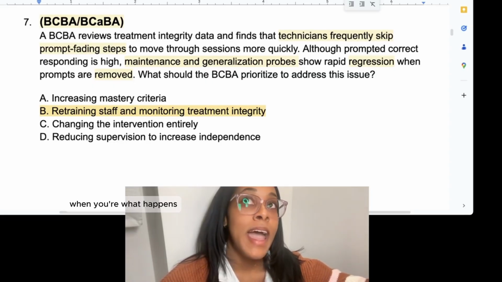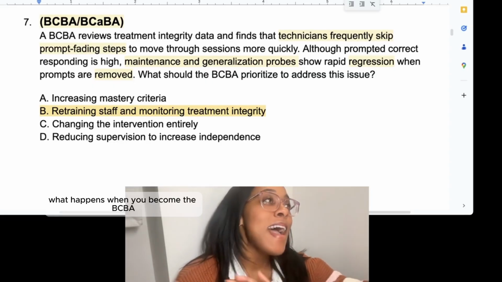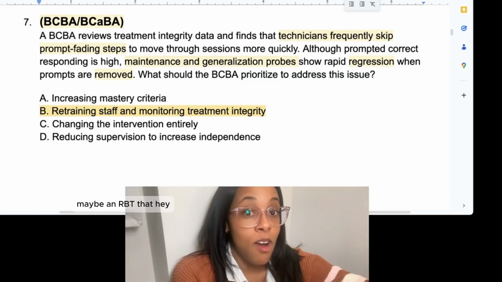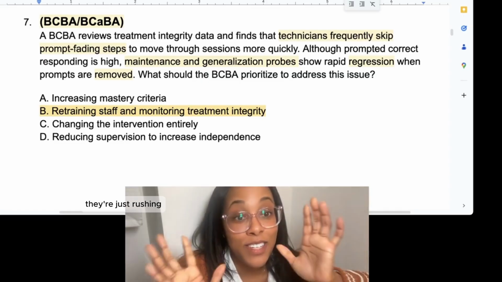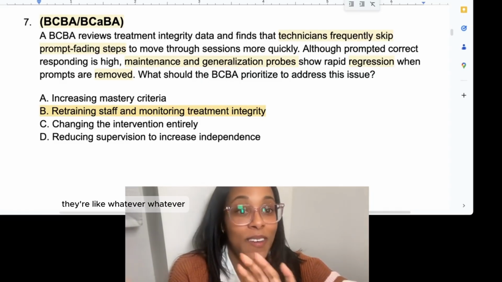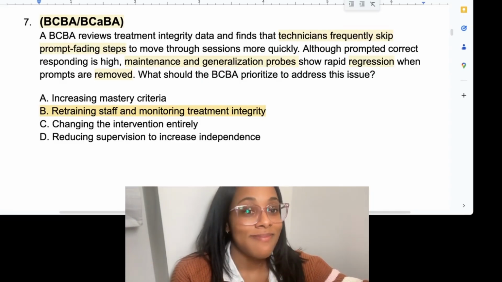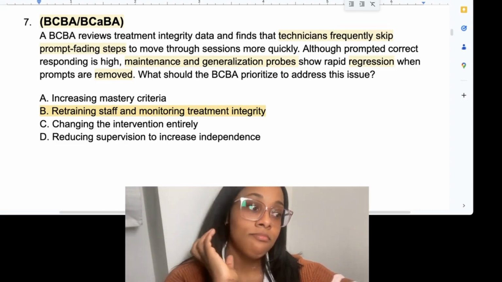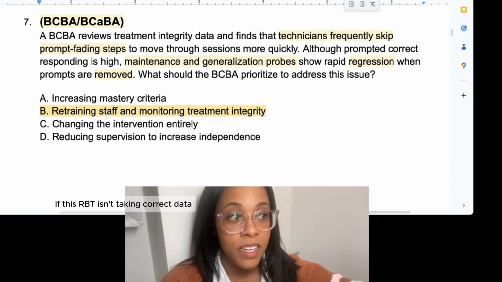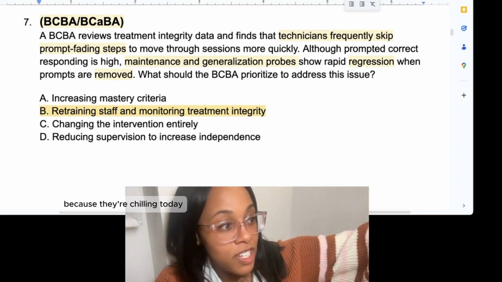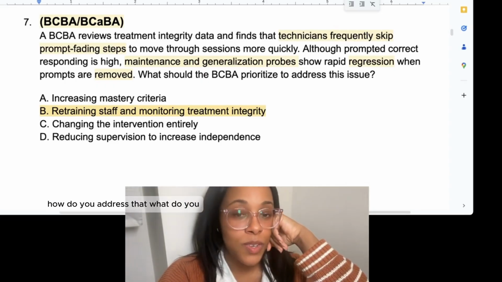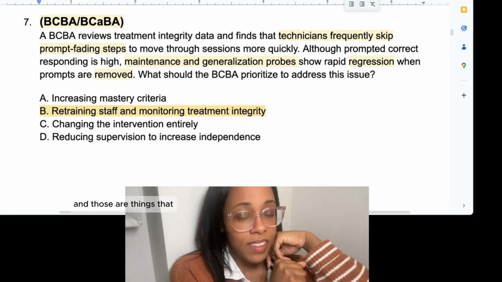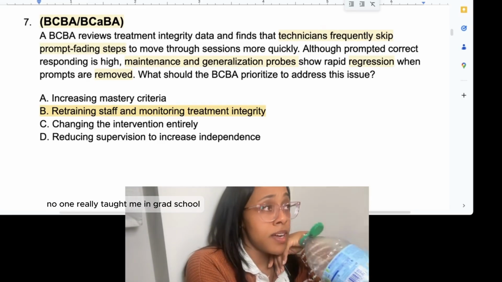But what happens when you become the BCBA and you have to have that tough conversation with maybe an RBT who is just rushing, trying to get through the session, like, whatever? These are the things that they don't talk to you about in grad school. If this RBT isn't taking correct data because they're chilling today, how do you address that? How do you talk to them about that? Those are things that no one really taught me in grad school.